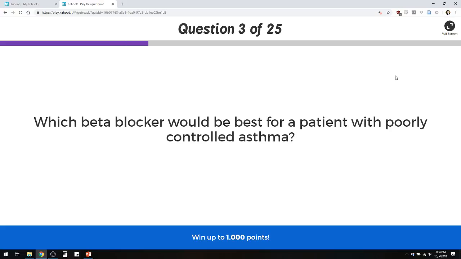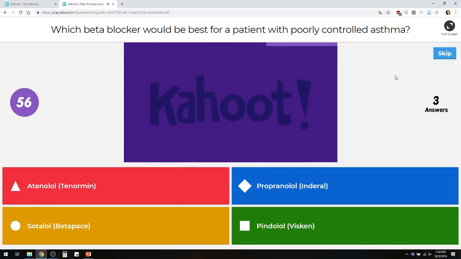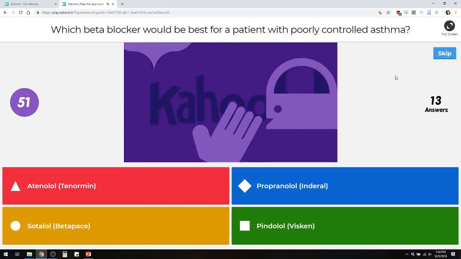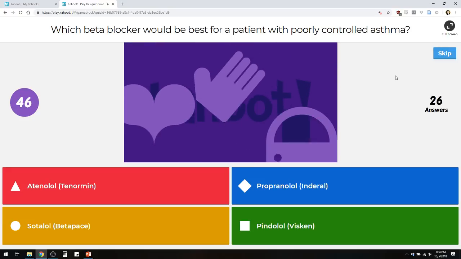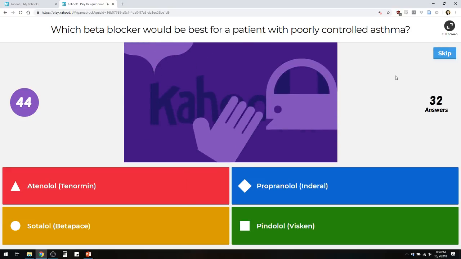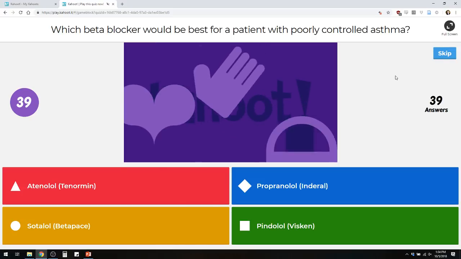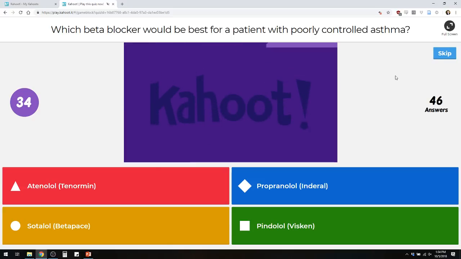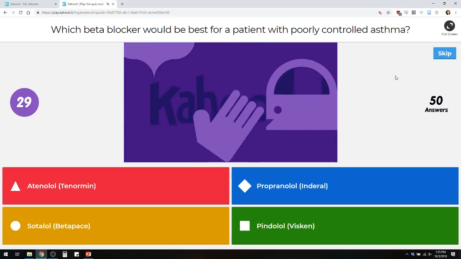Which beta blocker would be best for a patient with poorly controlled asthma? Atenolol, propranolol, sotalol, or pindolol?